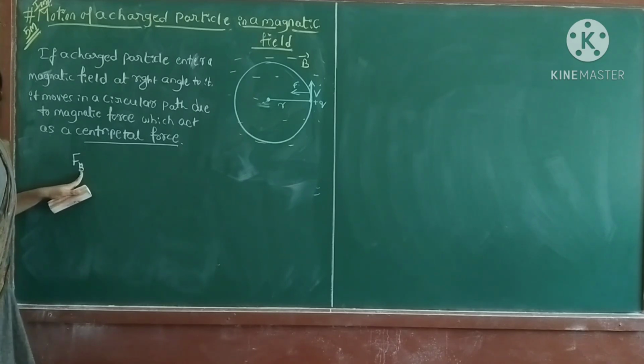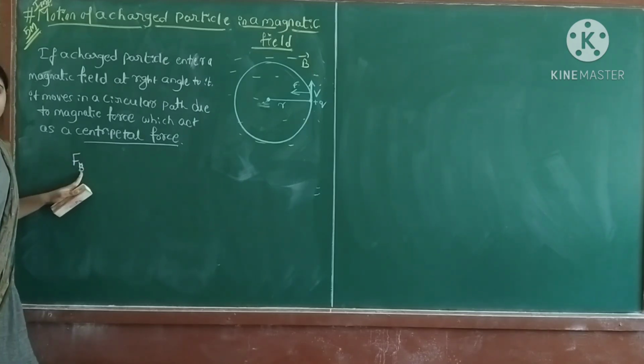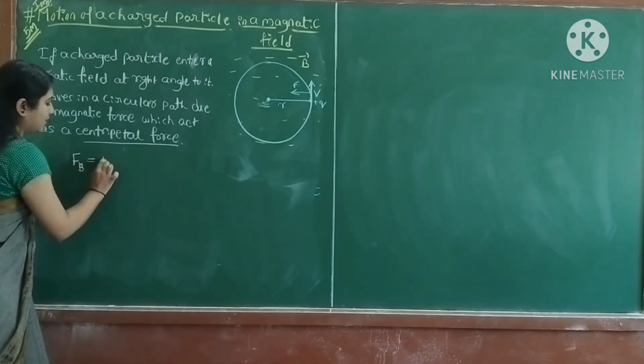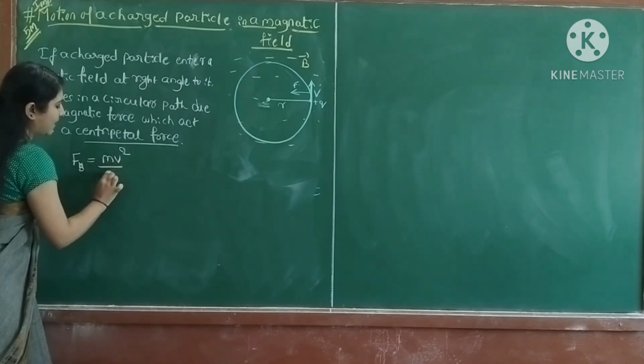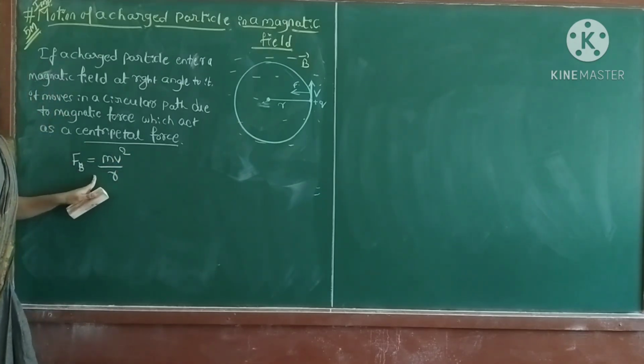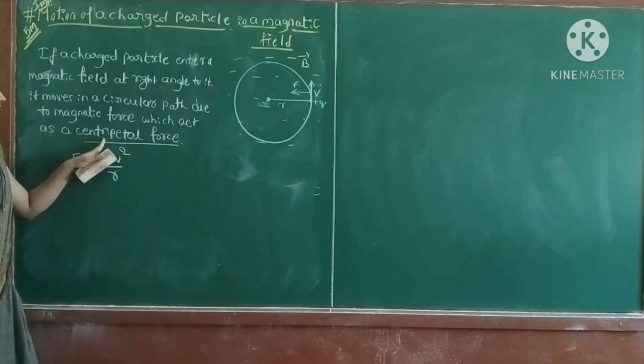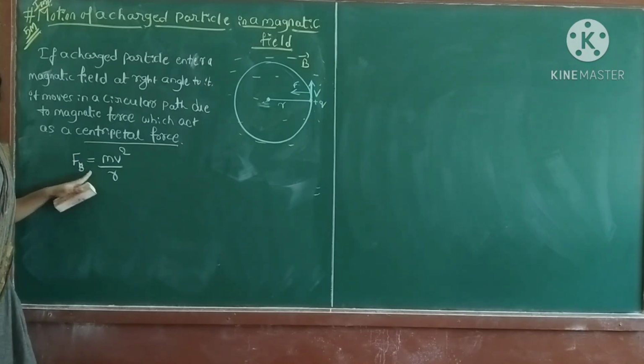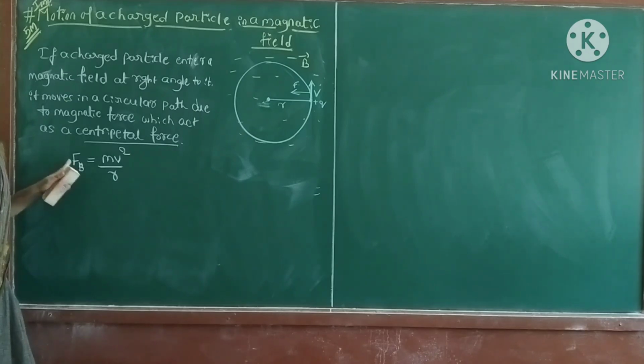B means what? Magnetic field. Force in the magnetic field, that is nothing but the centripetal force. How much is it? mv square by r. Yes, this is the standard equation. It is a centripetal force. What is that? Force in the magnetic field, that is nothing but the Lorentz force.